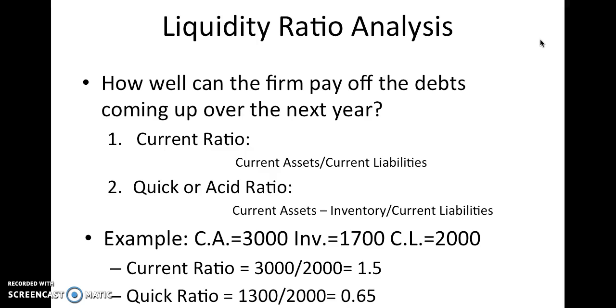To give you an example of that, if I've got a firm with current assets worth $3,000, inventory $1,700, and current liabilities at $2,000, what is the current ratio? It's 1.5. But what does that 1.5 tell me? What does that number signify? All it really says is your company will be able to pay off its current liabilities. They'll be left with $1,000. So anything over 1 typically means that when you pay your current liabilities you'll be left with a bit of current assets. Quick ratio in this case is 0.65.